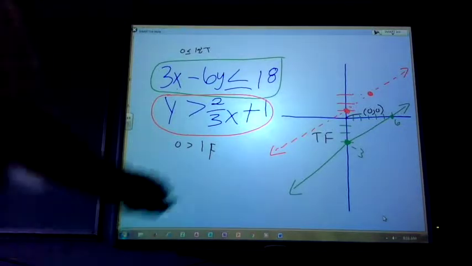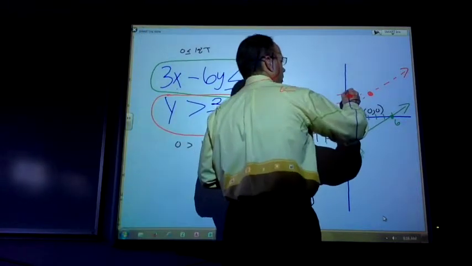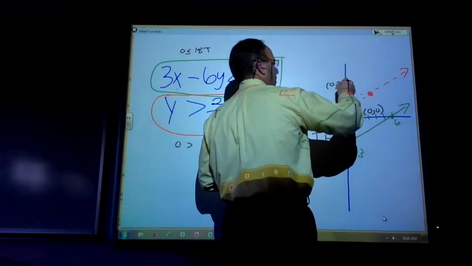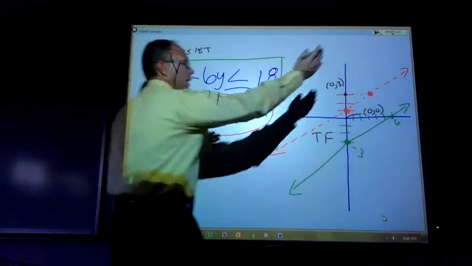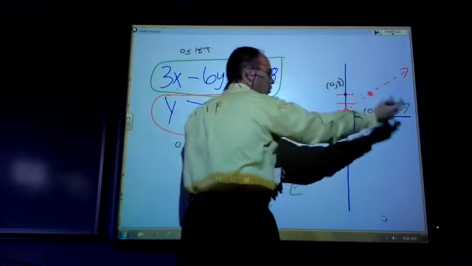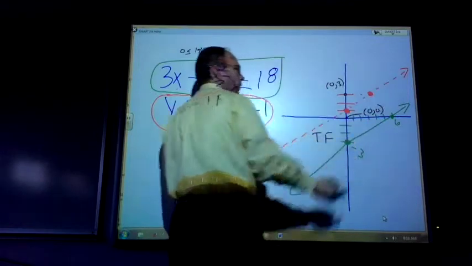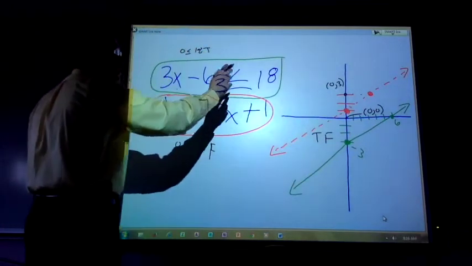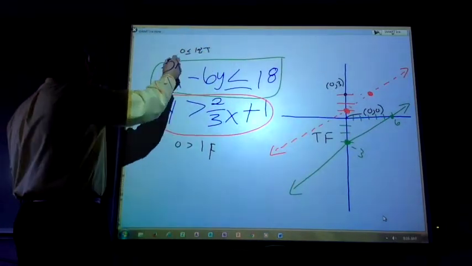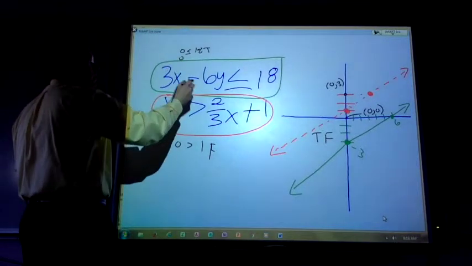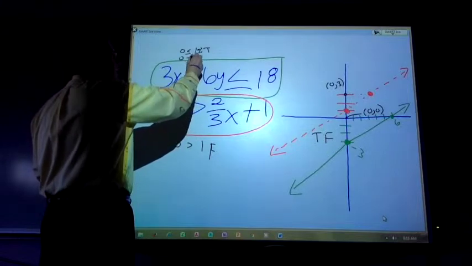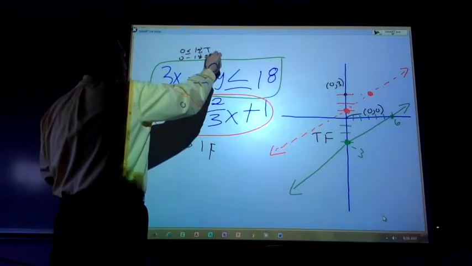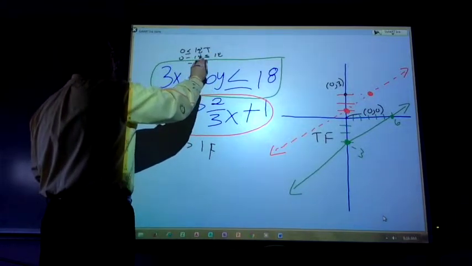Okay, so I could pick a point up here, and this point right here is probably pretty easy to pick, 0, 3. Okay, so 0, 3 is definitely above the red line. It's also above the green line, but we're not including this region here. So we see if that works. I have x, y, so that's going to give me 0 minus 18 is less than or equal to 18. So is negative 18 less than or equal to 18?